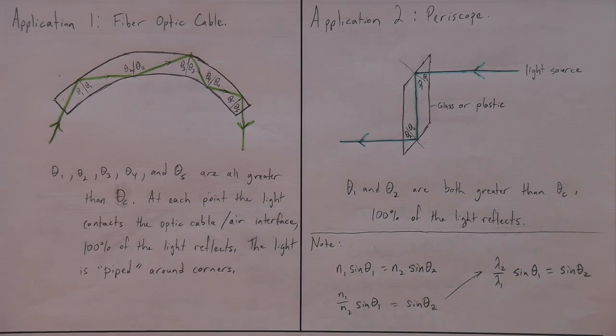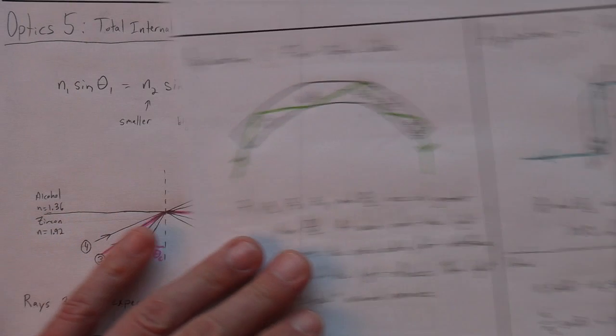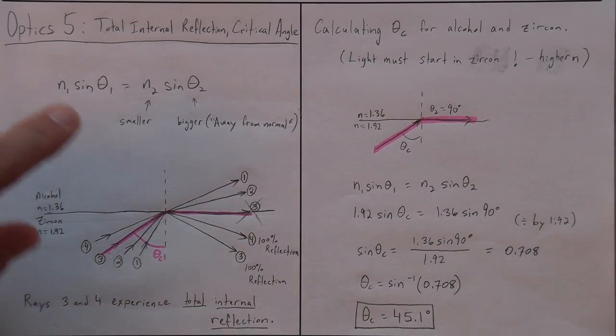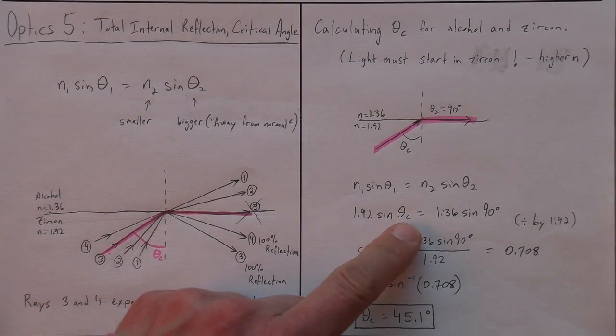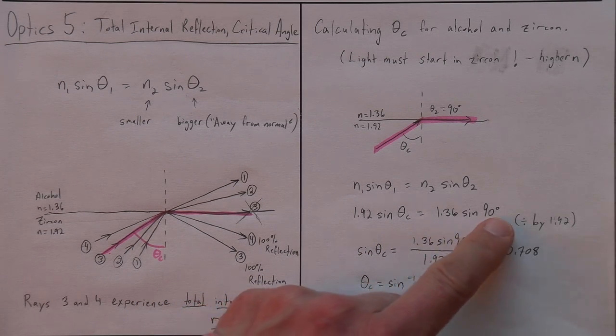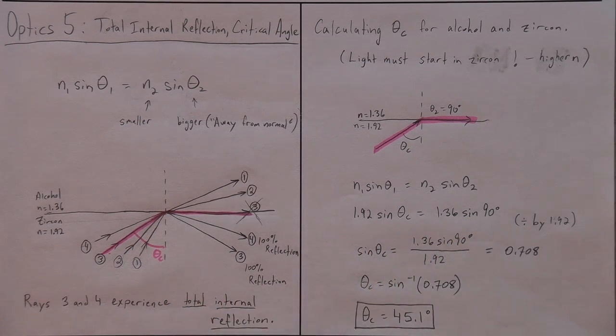All right, so that's total internal reflection, right? So you use Snell's law, plug in higher index with theta critical, lower index with 90 degrees, solve for theta, you get the critical angle, where beyond that 100% of the light stays in the higher index material.